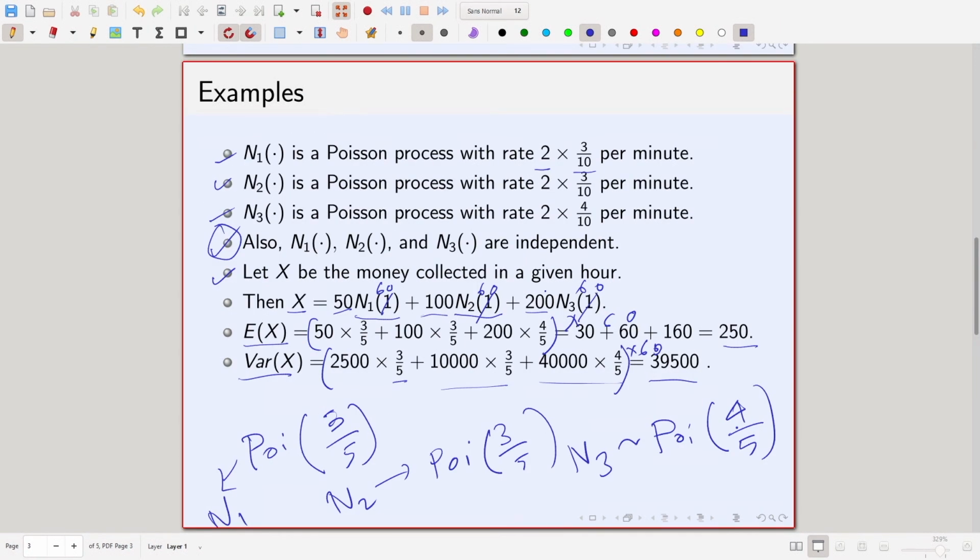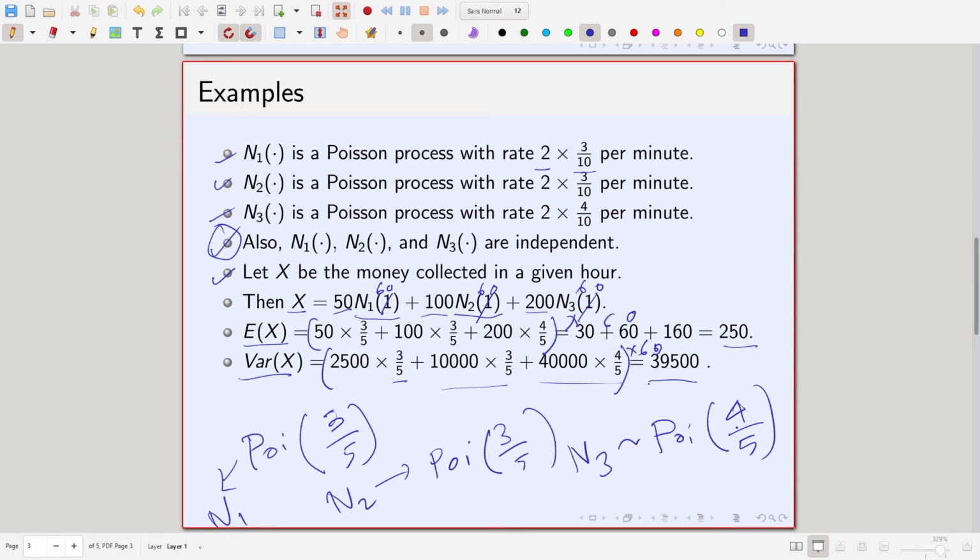So, 1 hour is 60 minutes. So, it should be not N1(1), but N1(60), N2(60) and N3(60), fine. And then the net effect is that everything just gets, in the expectation, multiplied by a factor of 60. Similarly, for variance also you get a multiplying factor of 60.